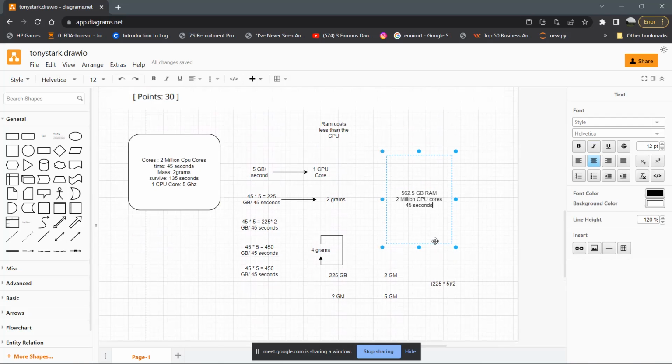I will just guesstimate, right? So if it was 2 million CPU cores for 45 seconds, then 90 seconds would be 1 million cores. Am I on the right track? Yes, yes. Okay, okay. So I just have to work out the math a bit.